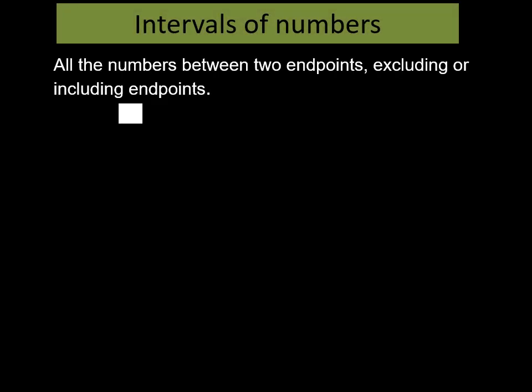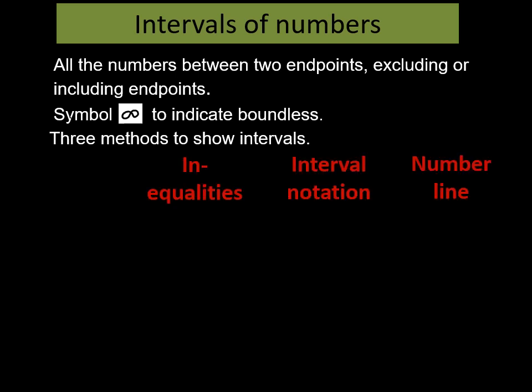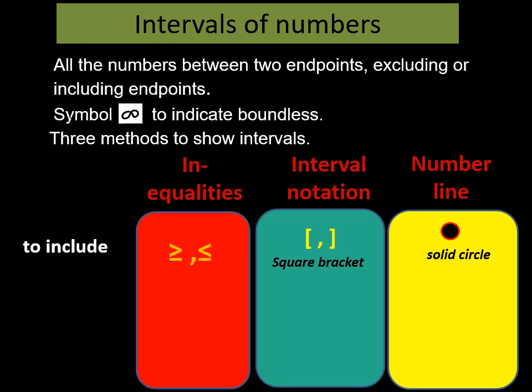Okay, so intervals of numbers. All the numbers between two endpoints, which can be excluding or including the endpoints. We also use this symbol to indicate boundless or infinity. There are three methods to show intervals. The first is inequality, the second is interval notation, and we can also represent them by using the number line. So let's see how to include the value at the endpoints.